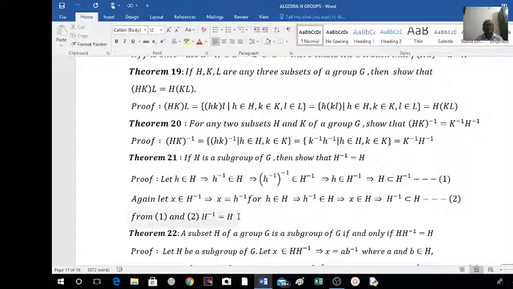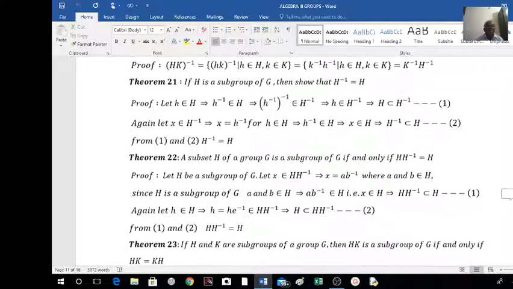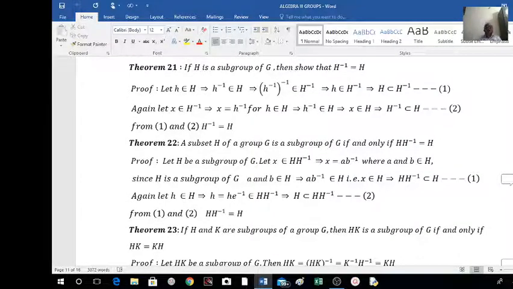So this is one result: suppose H is a subgroup of G, then the inverse of H equals H itself. Next, one more theorem. A subset H of group G is a subgroup of G if and only if HH inverse is equal to H. If it is a subgroup, then we have to prove that HH inverse equals H. Conversely, suppose HH inverse is equal to H, then I have to prove that H is a subgroup of G. These are the two ways.